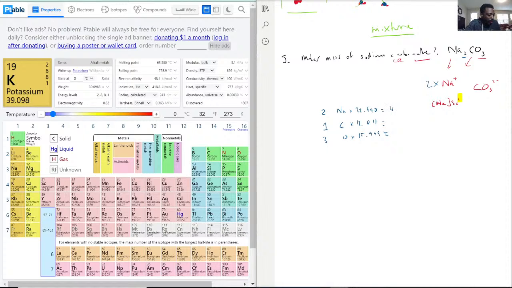I don't want to do that math. 22.990 times 2, 45.98, 12.011, and 47, whoops, see? 45.997. Okay, and the total we get when we add all these three together is 103.988. And that is what we get for the molar mass of sodium carbonate.